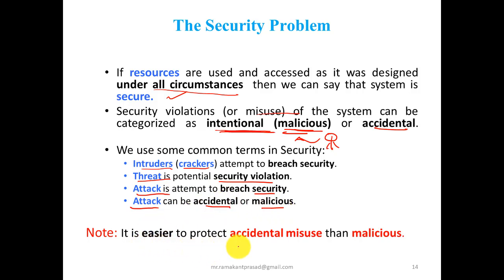So it is easier to protect against accidental misuse than malicious misuse. Accidental misuse is very easy to protect the system against. Malicious is very tough to protect against. It is very challenging for every country in the world, right? It is a continuous process to improve your system against intentional or malicious attacks.